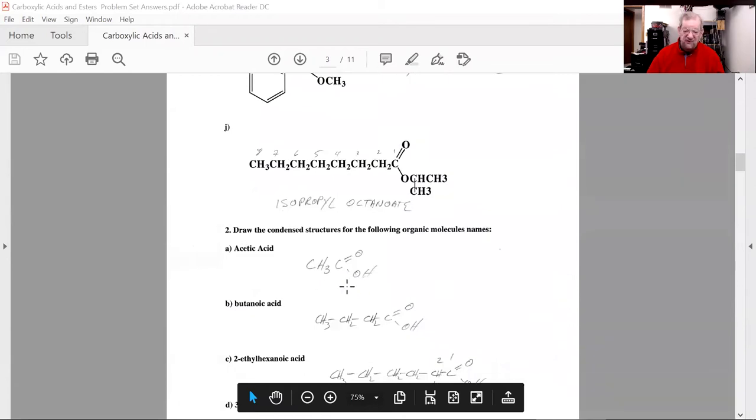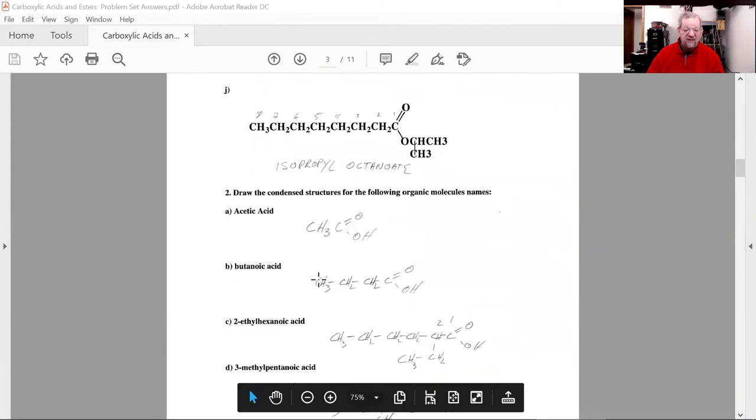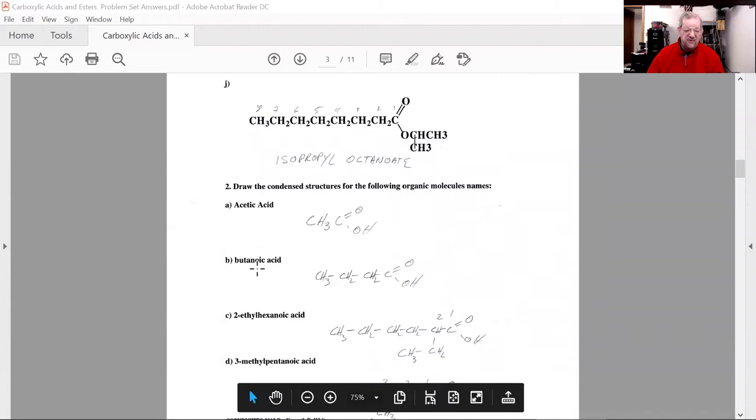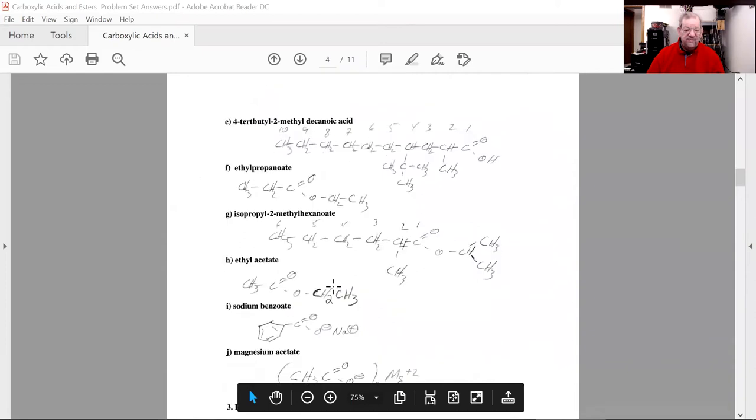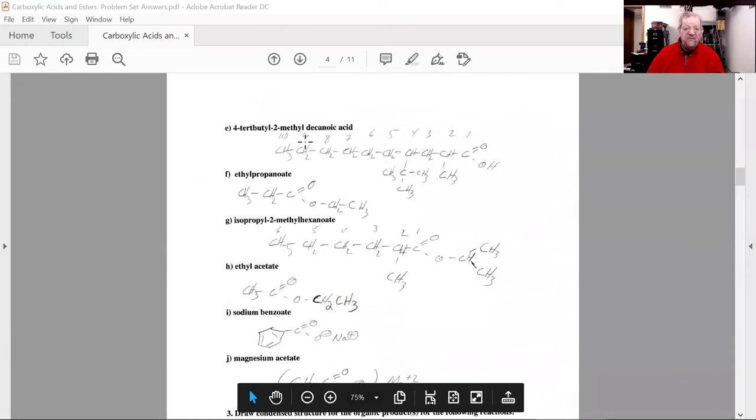Acetic acid, the simplest carboxylic acid where R is not an H. Here, how do we do this? Butanoic acid, look at the OIC and the word acid. If that were an E, butane, it is a carboxylic acid. And here we have a really good one, 4-tert-butyl-2-methyl-decanoic acid, OIC, acid, carboxylic acid. If this were E, decane, 10 carbons, carbon-2-methyl, and carbon-4-tert-butyl.